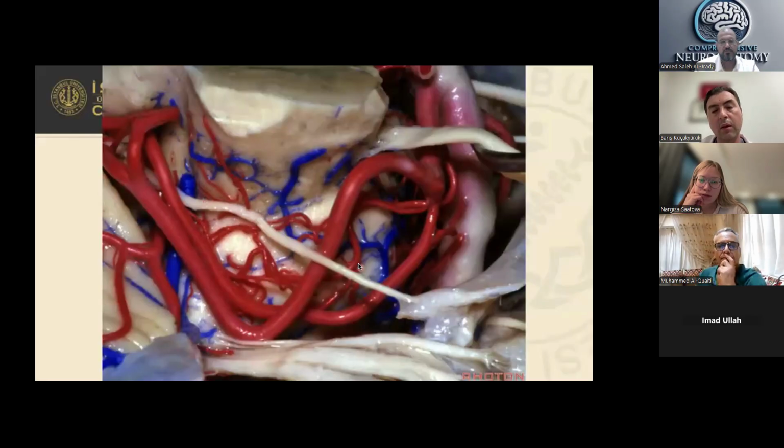So we need to be careful when we cut the tentorium to show both the supratentorial and infratentorial spaces. Sometimes we may need to cut the tentorium, but we should expect first to see and then cut the tentorium to preserve the fourth nerve.